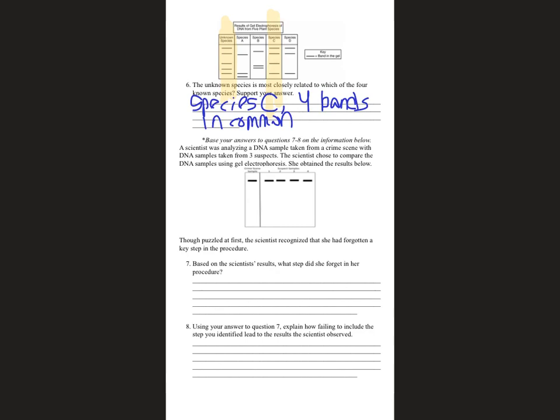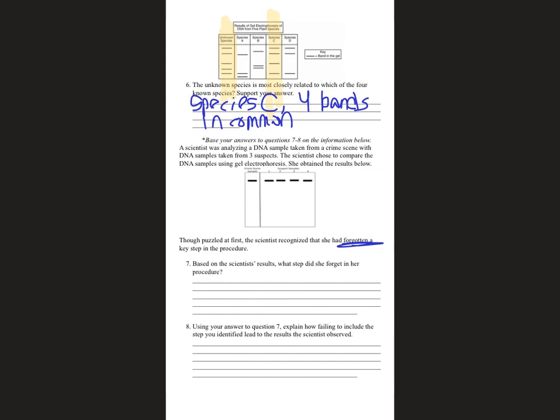A scientist was analyzing a DNA sample taken from a crime scene with DNA samples taken from 3 suspects. The scientist chose to compare the DNA samples using gel electrophoresis. She obtained the results below. Though puzzled at first, the scientist recognized that she had forgotten a key step in the procedure. Number 7. Based on the scientist's results, what step did she forget in her procedure?